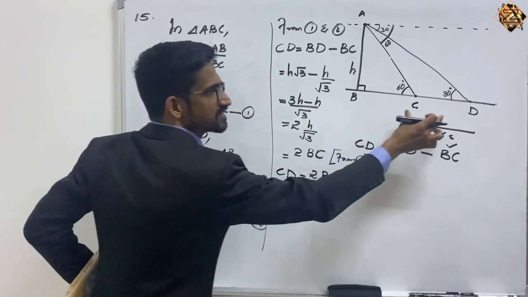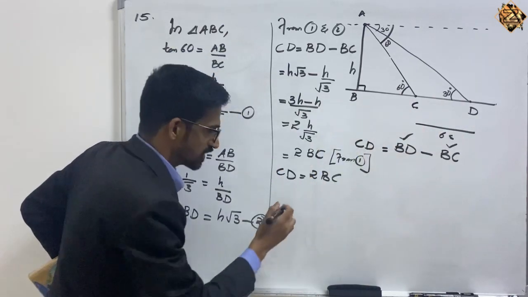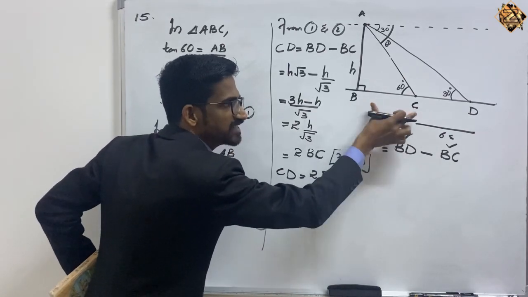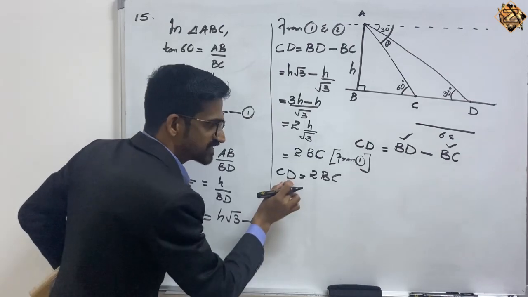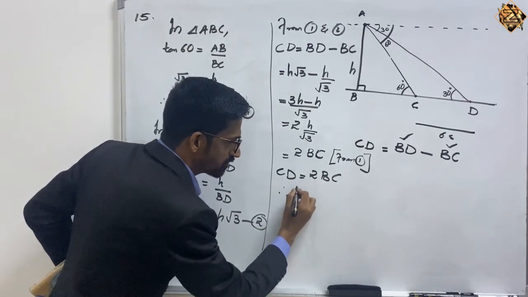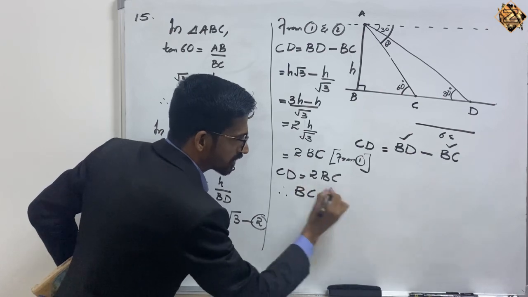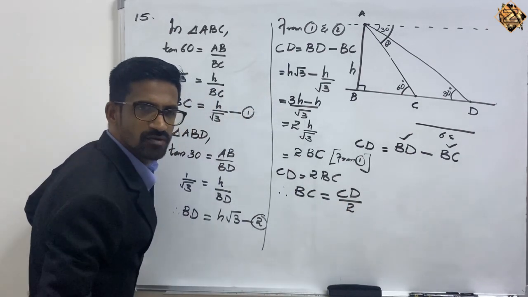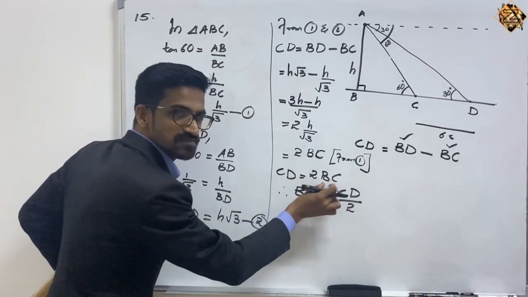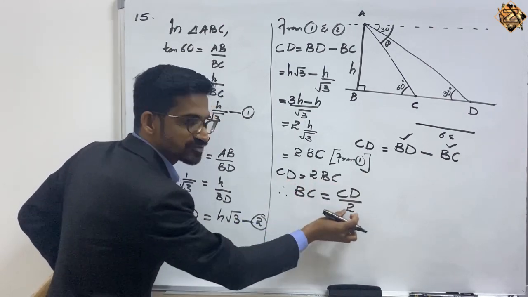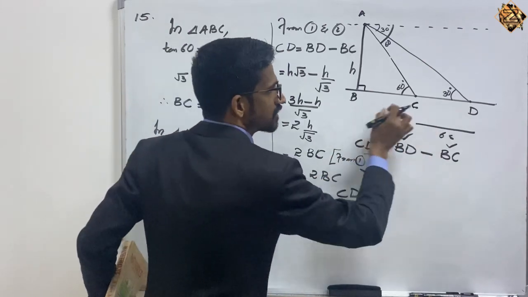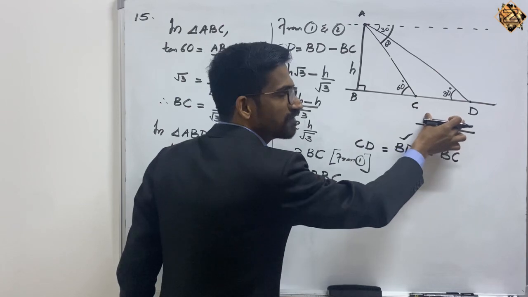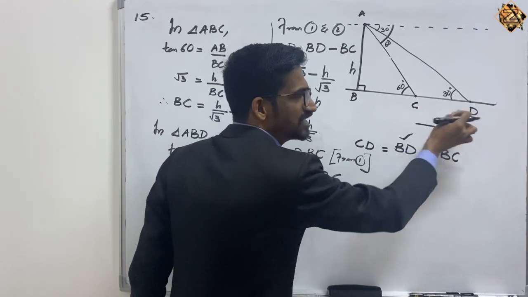So CD is 2 times BC. Therefore our aim is to find the time taken for traveling from C to B. That is BC we need to find out. If CD is 2 times BC, then BC will be equal to CD by 2. Hope it is clear. CD equals 2 times BC, therefore BC equals CD by 2. So for BC, it is equal to half of the time taken for D to C.